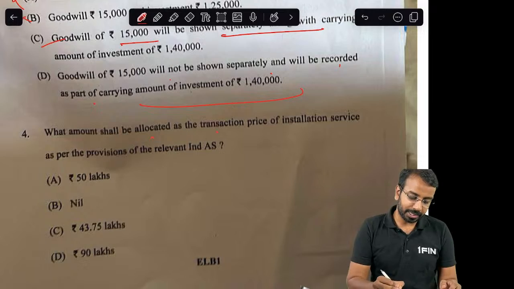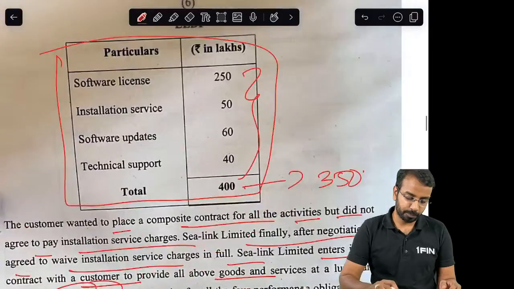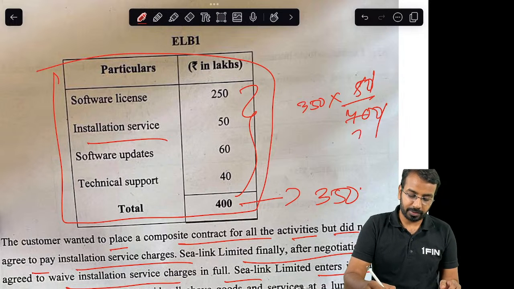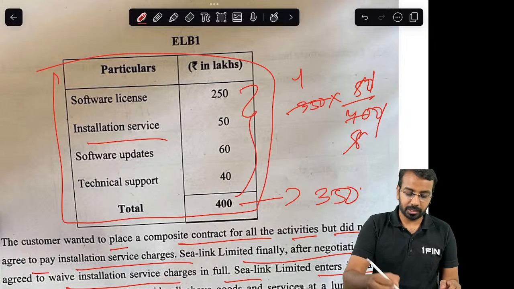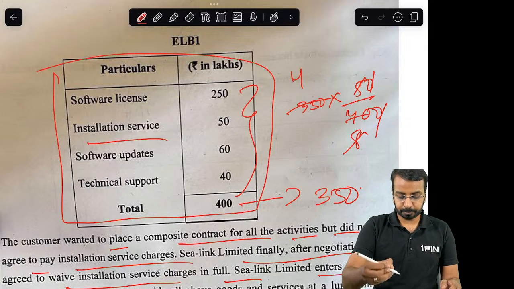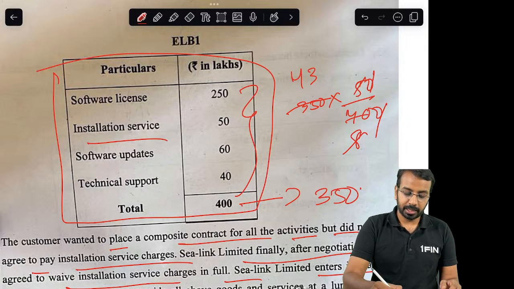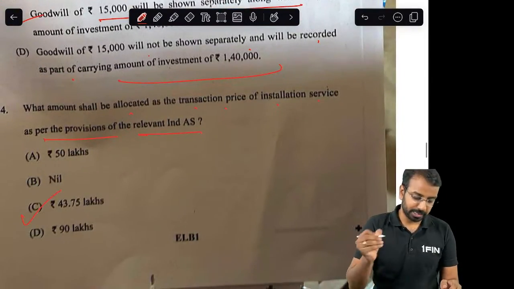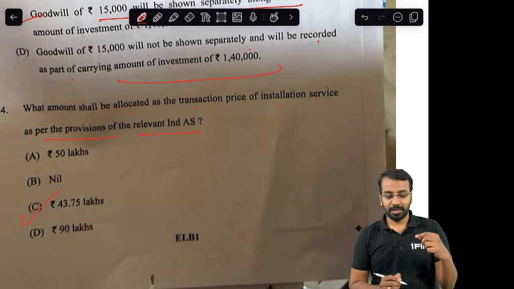What amount shall be allocated as transaction price of installation service as per provisions of the relevant Ind AS? So here what you have to do, you have 350, right? So 350 multiplied by installation, 50 out of 400. So 0 0 is gone. 5 8s are 40, 8 4s are 32, 8 3s are 24, 43.75 lakhs, right? So you can directly calculate without wasting much of time.